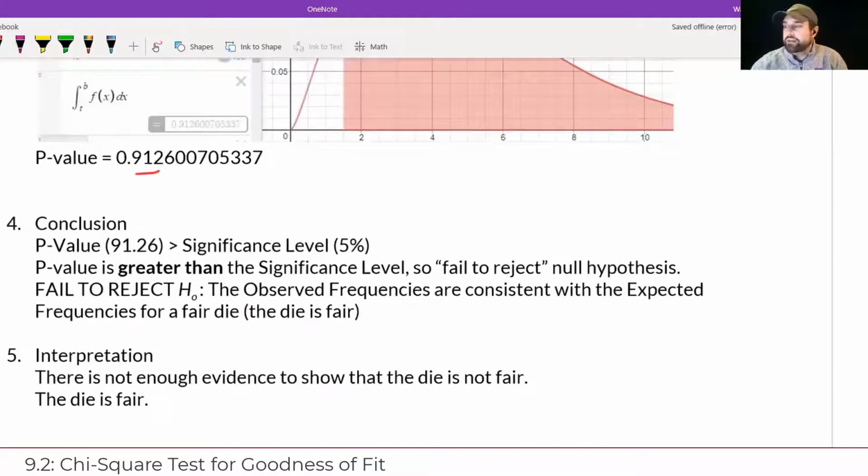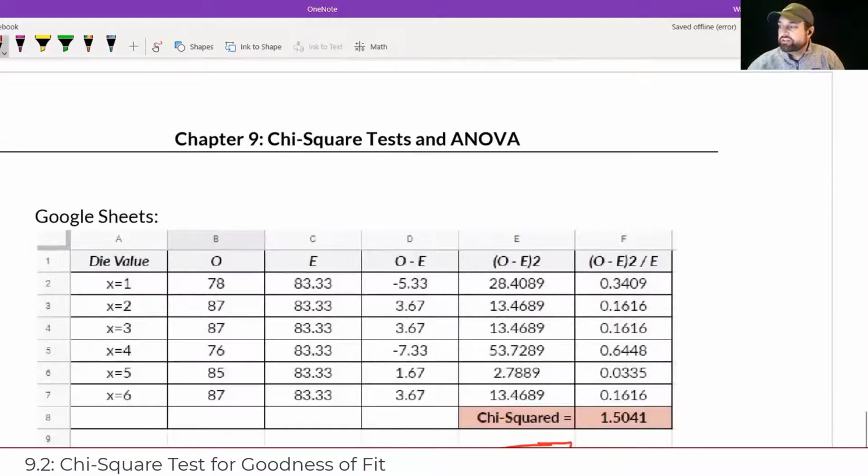And so our p-value is much greater than the significance level. So we fail to reject the null hypothesis. So the observed frequencies are consistent with the expected frequencies, which means the dice is fair. So there's not enough evidence to show that the dice is not fair. So we fail to reject the null hypothesis, which means it's a fair die. These results, this distribution of our experiment at the 5% threshold, matches or is consistent with the expected theoretical distribution.